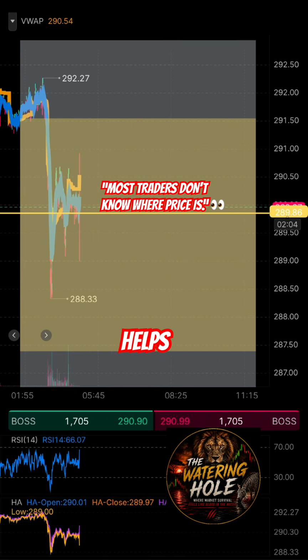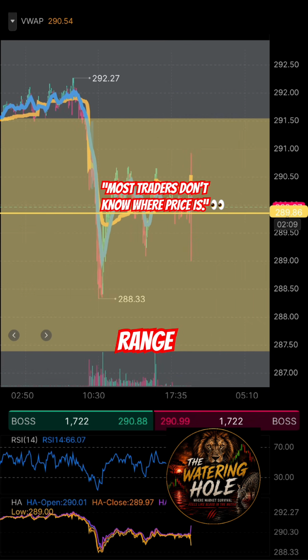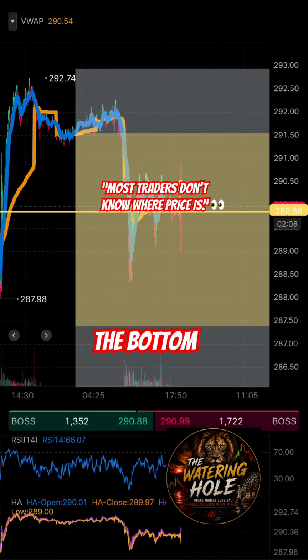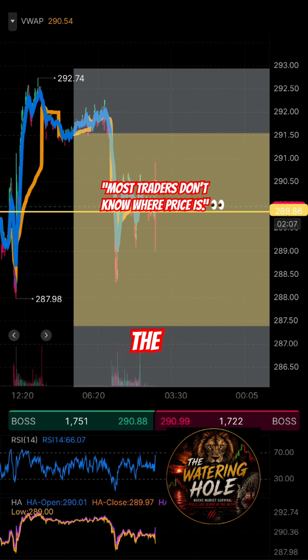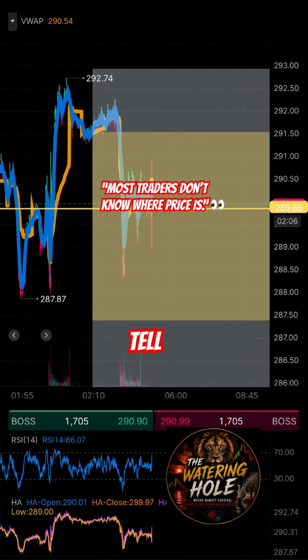This process helps me stop trading randomly. Now I know where price is inside the weekly range. I know where price is inside the daily range. And I know whether price is trading near the top, near the bottom, or stuck in the middle. The goal is not to guess. The goal is to mark the structure first, then let price tell the story.